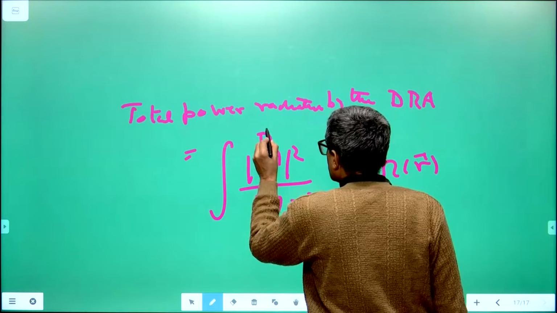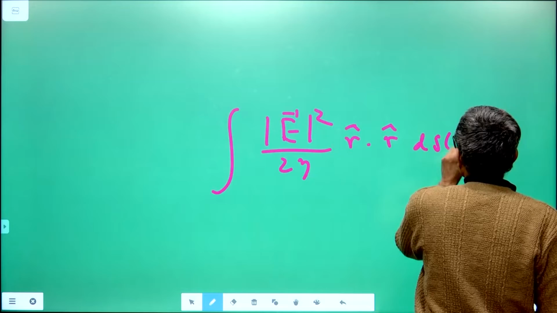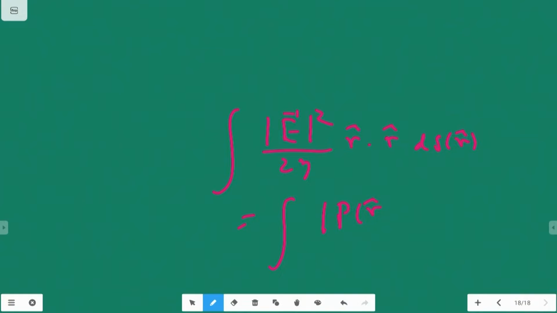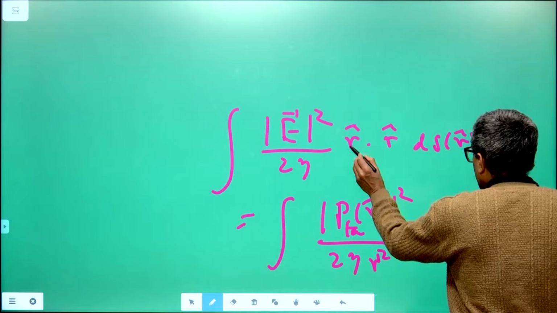So, the total power radiated is what? It is the integral of mod E square by 2 eta into R cap dot R cap dS. This is the total power radiated, which is equal to mod P of R square, P tangential of R, that is only P theta square and P phi square will contribute to this. So, it is an angular function divided by 2 eta R square multiplied by R cap dot R cap, which is 1, and dS is R square d omega R cap. So, this will cancel out.